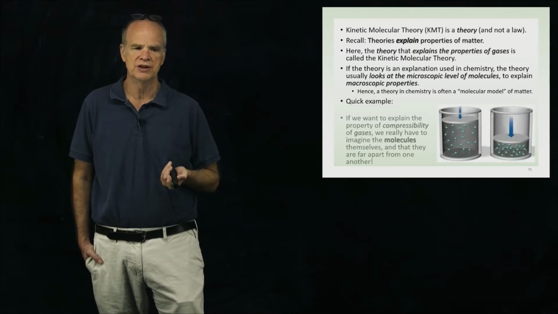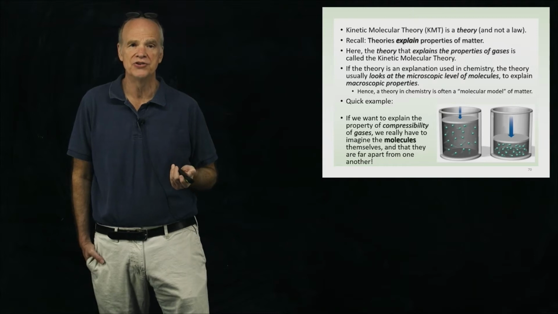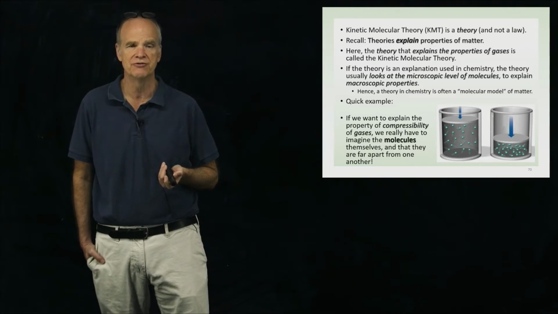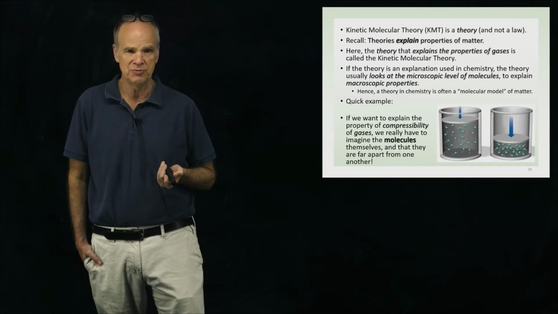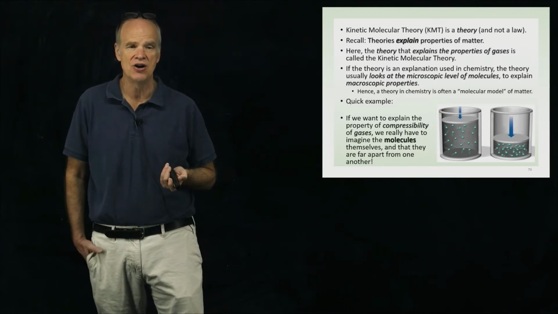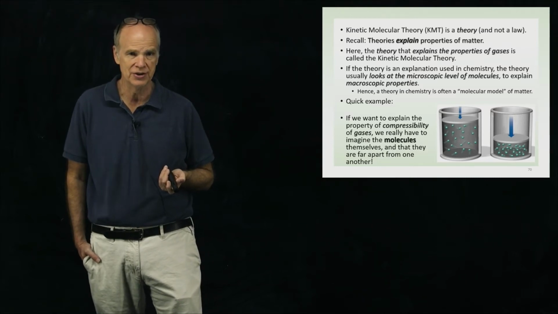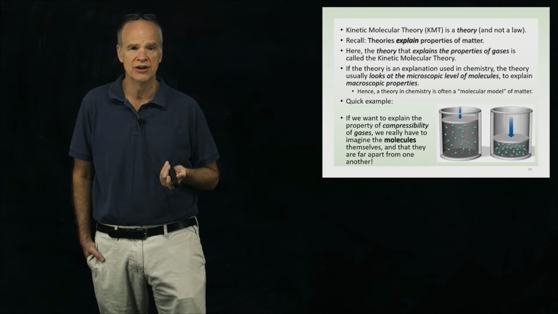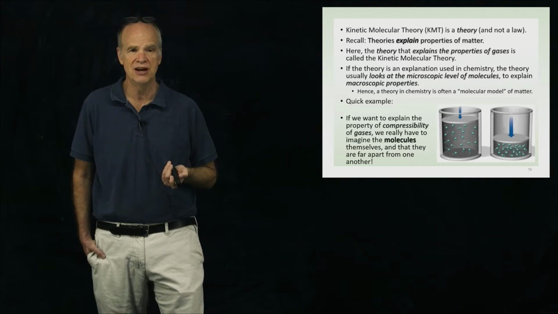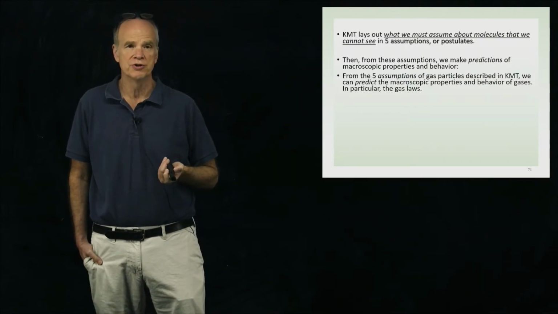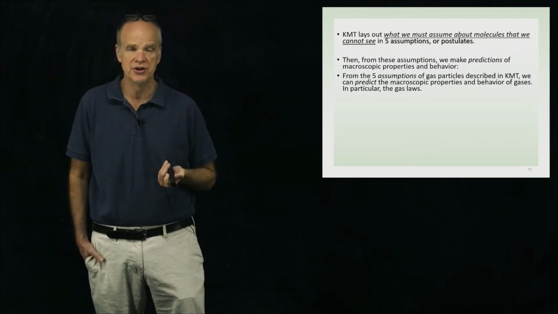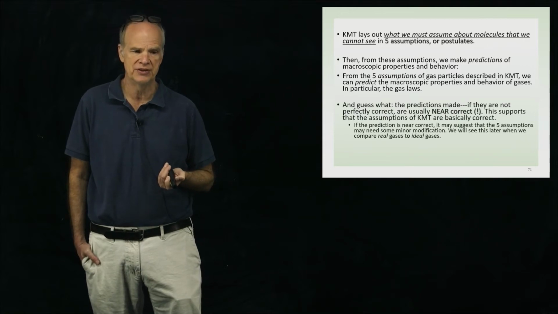Let me give you a quick example of that. One of the properties of gases is that they are compressible, which means that you can pretty easily reduce their volume. That can be explained if we include in kinetic molecular theory the idea that gas molecules are very far apart from one another. If the gas molecules are far apart, then it's pretty easy to imagine that we can press the gas molecules together to compress it. So we're going to make some specific assumptions and postulates about gas molecules and then use them to explain the behavior and properties of gases.